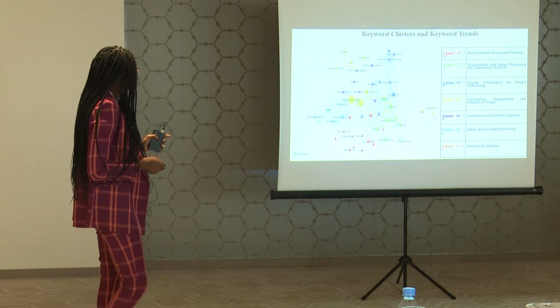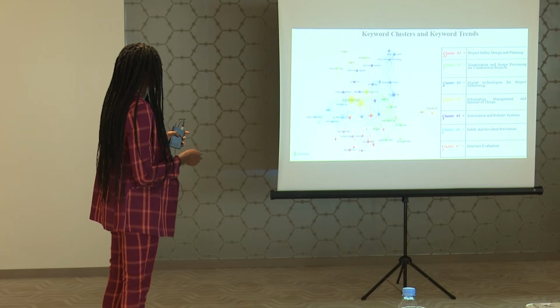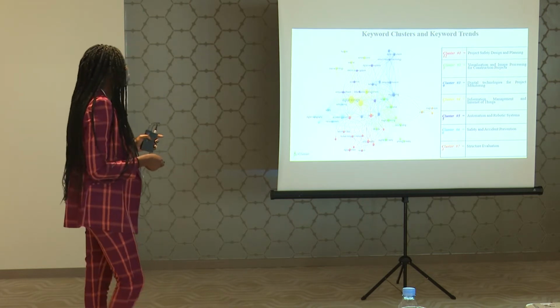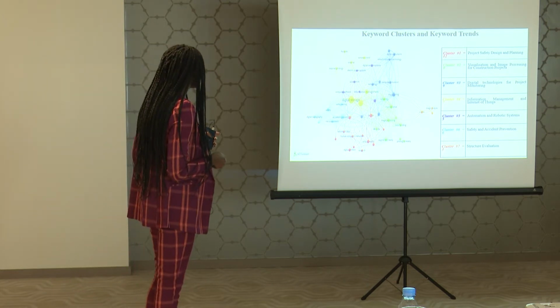Then cluster 7, which had 3 members, sorry, these are the number of members in each cluster, which had 3 members and was represented in red.